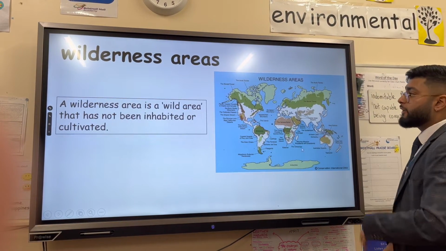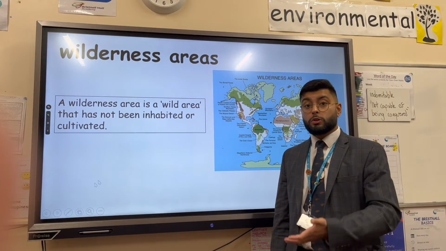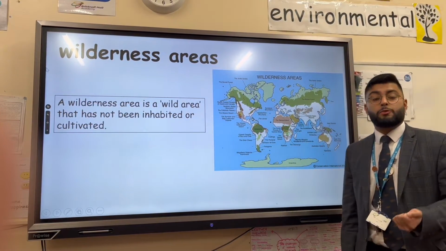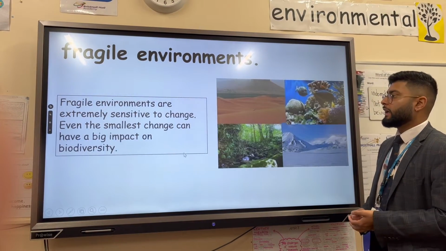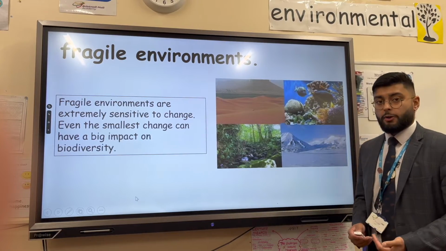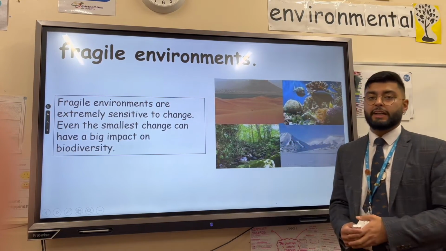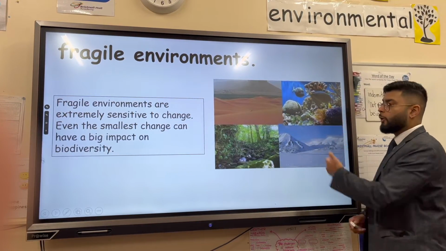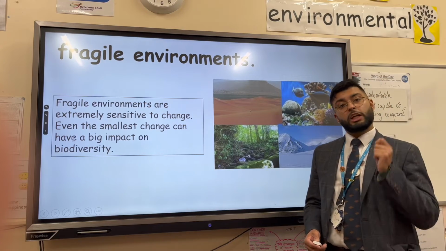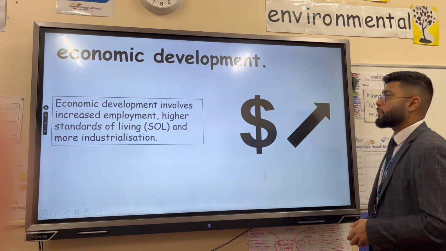A wilderness area is a wild area that hasn't been inhabited by people or cultivated, which means farmed. Think of wilderness areas as untouched. They are the most natural places in the world. Fragile environments are environmental ecosystems that are very sensitive to change. And in a fragile environment such as a tropical rainforest or a coral reef, a small change, a little bit of damage from human activity can take decades to be repaired.